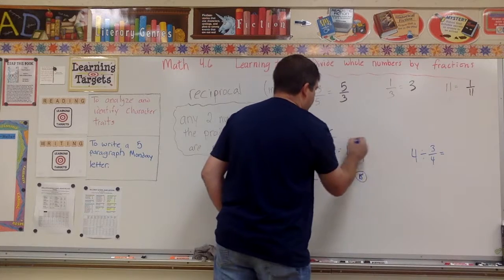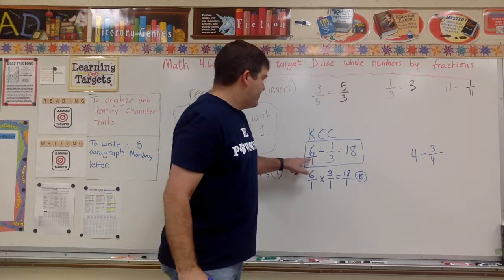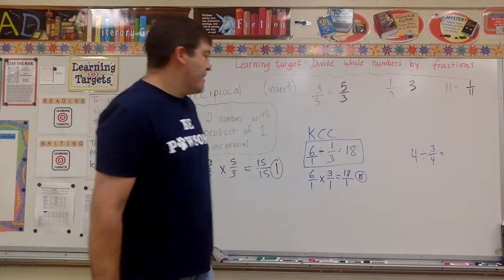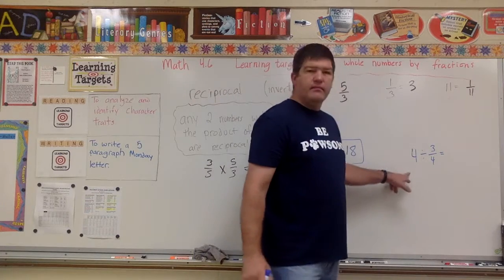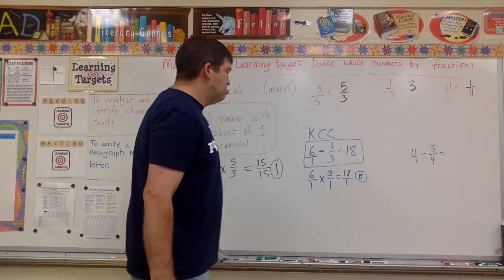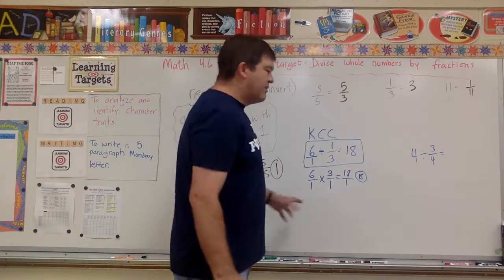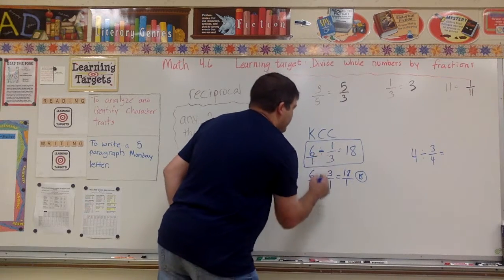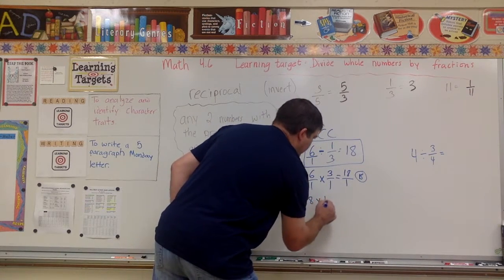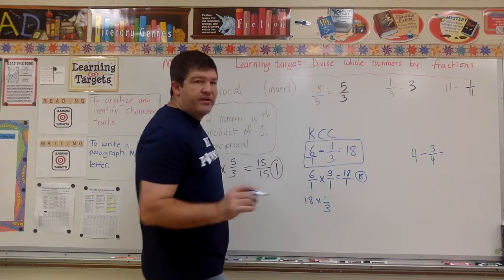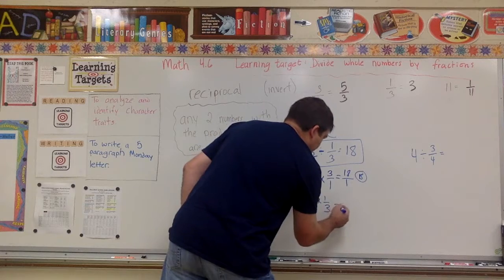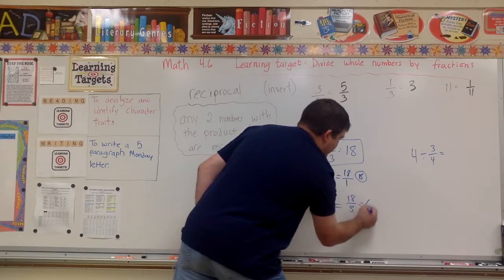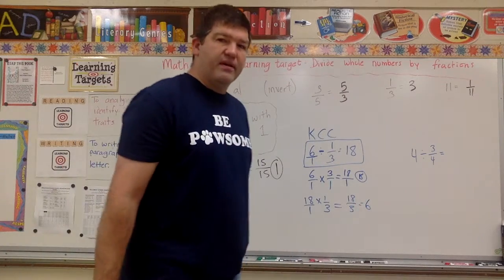So 6 divided by 1/3 equals 18. Okay? And the way you could double check to make sure that's right, I could do 18 times 1/3. 18 times 1/3 should get me 6. Let's see. 18 divided by 3 equals 6. Okay? So we know 18's right.